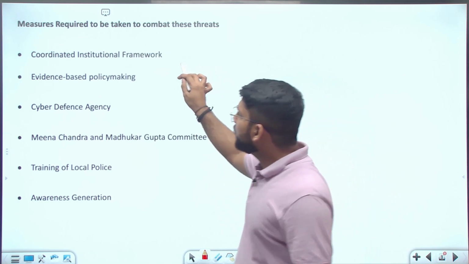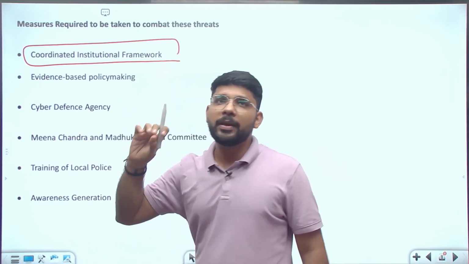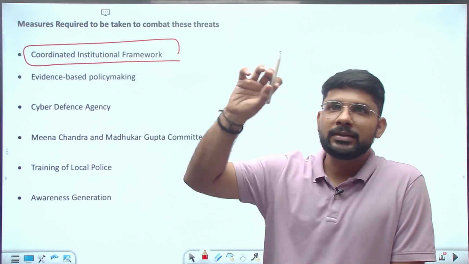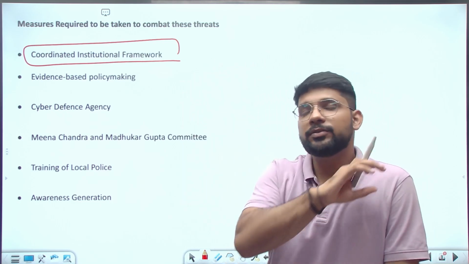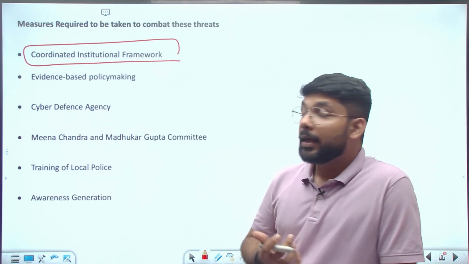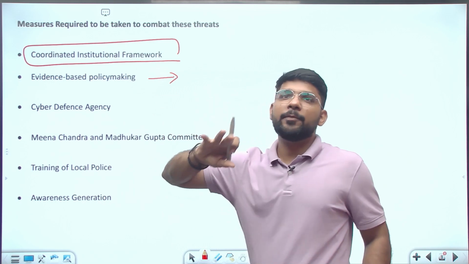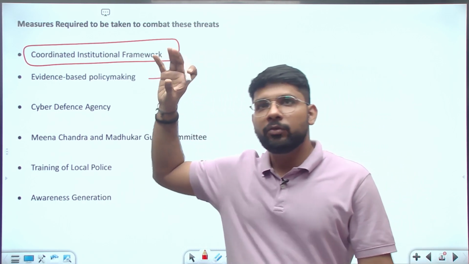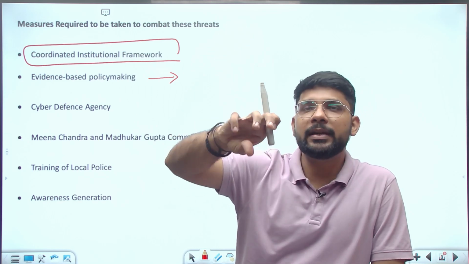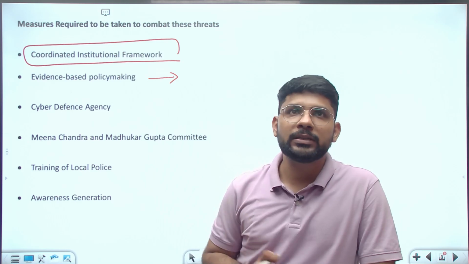Specifically, the coordinating institutional framework. There should be a proper framework coordinated by the state governments, central government, and the district levels. So there is complete coordination between the agencies, so that it can be easily controlled. Evidence-based policy making. There should be different policy making for different states. For Northeast India, there should be a different policy on the basis of evidence. For Central India, for communalism, for left-wing extremism, there should be different policies.